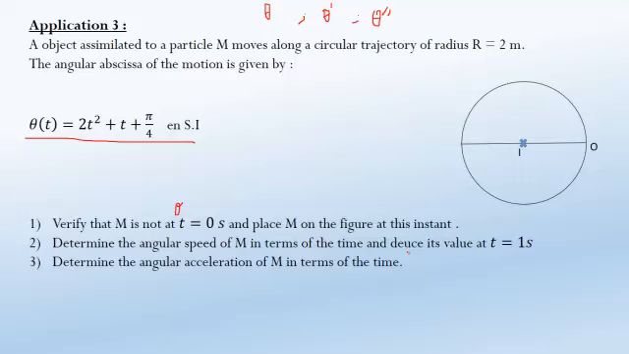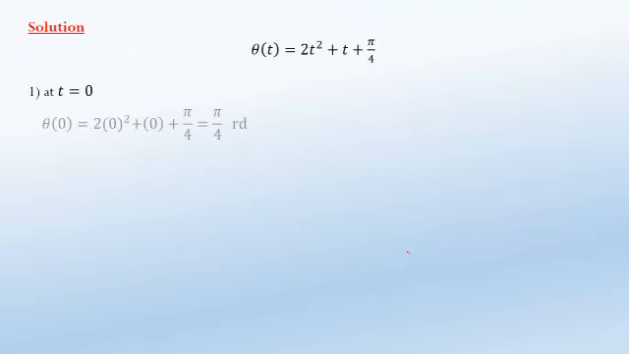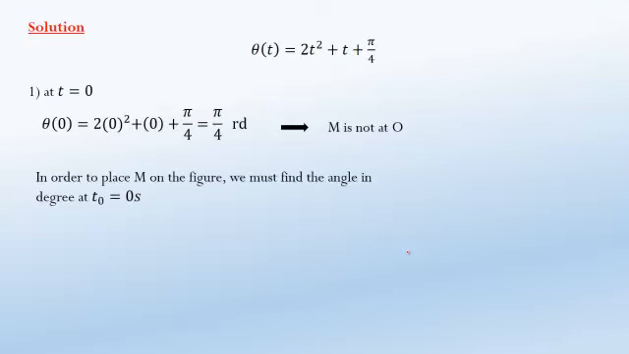So here we'll find theta at t equals 0, only by substitution. At t equals 0, theta 0 equals pi over 4 radian. Then it's not at the origin. Now can we place it? Yes, we can place it on the figure, on the graph, but we first want to convert this pi over 4 radian into degrees, and then we can place it on the figure.